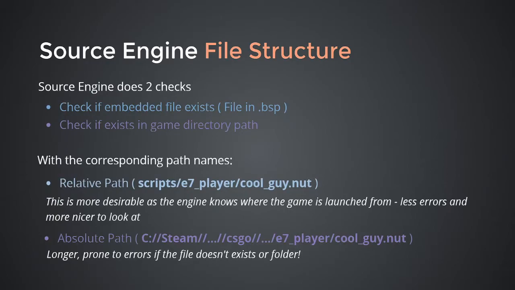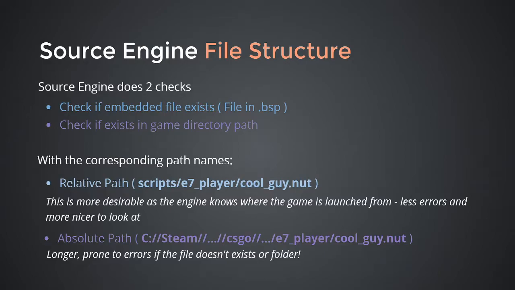The Source engine has a file structure and it does two checks. First, it checks the embedded file, which is the BSP, to see if the files exist within the compact file. If not, then the Source engine will go to the game directory path where your game is installed and see if it's stored in there instead.